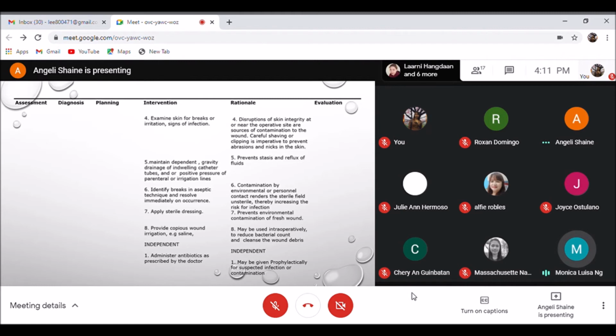Provide copious wound irrigation. Use postoperatively to reduce bacterial count and cleanse the wound debris. Dependent: administer antibiotics as prescribed by the doctor. May be given prophylactically for suspected infection or contamination.